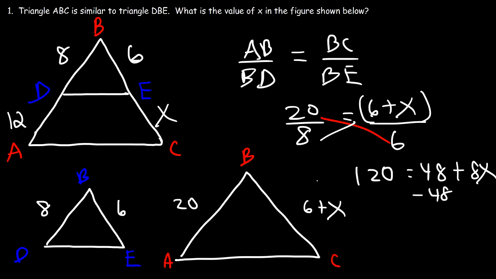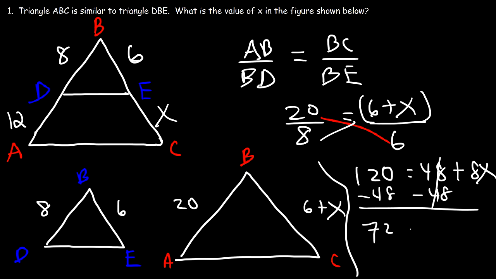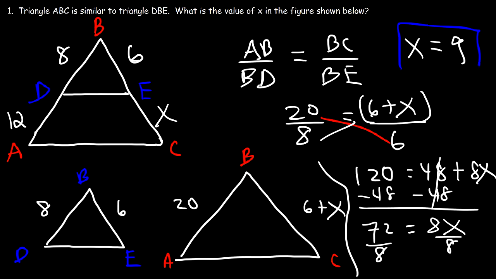So we need to subtract both sides by 48. So these two will cancel. And 120 minus 48 is 72. So 72 is equal to 8x. So now we need to divide both sides by 8. So 72 divided by 8 is 9. And so that's the answer. X is equal to 9 in this example.